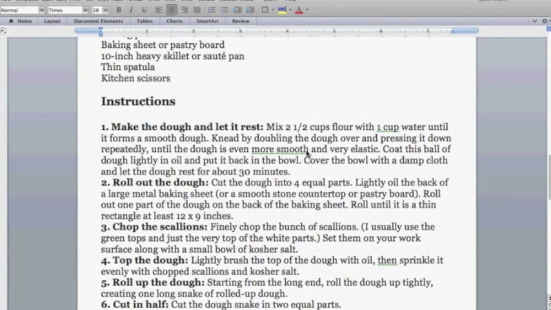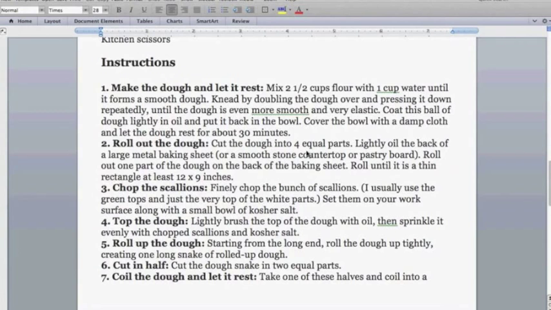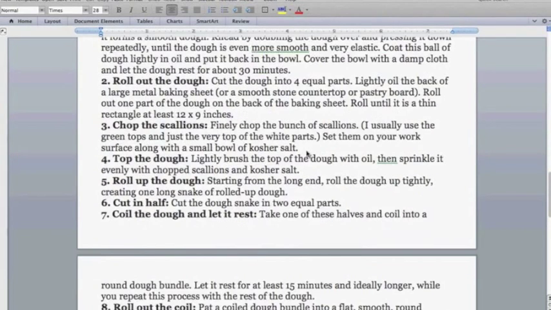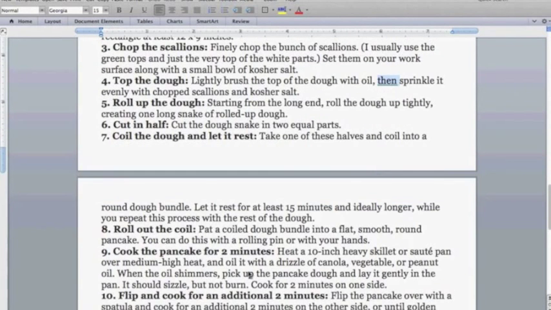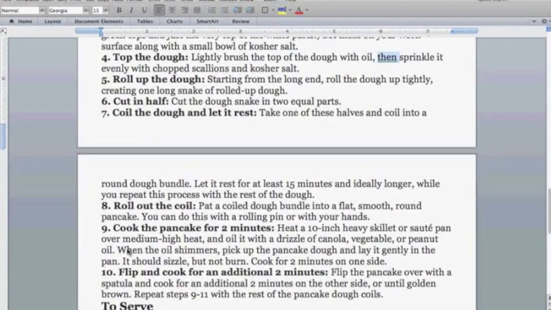In terms of syntax, you can see that there are a lot of words in here that could be used in terms of sequence words, right? You have words like then, you have words like repeat this process, right? You could say when the oil shimmers. This is a time-based phrase. So when you're looking specifically at syntax, you could actually teach different parts of sequence words to use within a recipe.